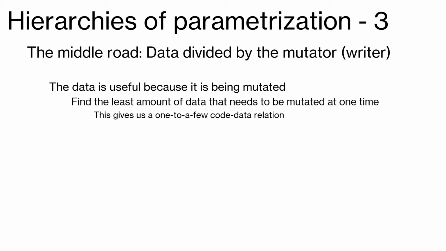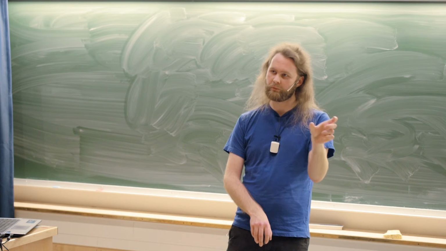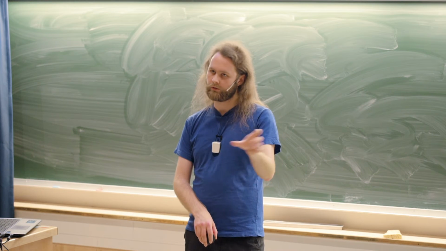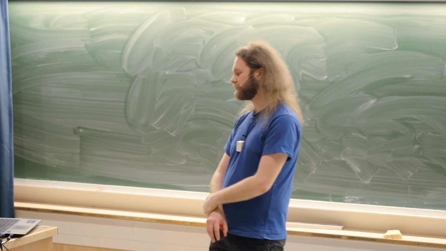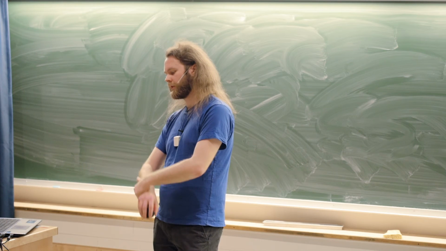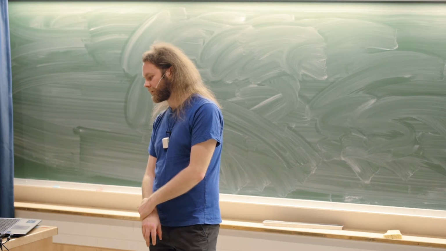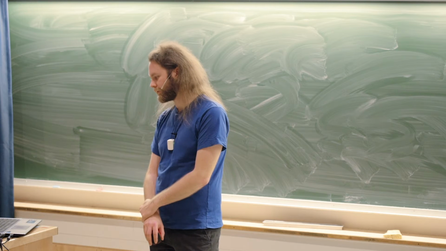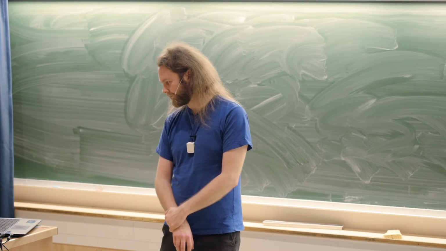So this gives us that a piece of data is only modified by one thing, but that one thing can modify multiple pieces of data. So we don't have the many-to-many relationship. We've collapsed it into a one-to-many relationship, or hopefully just a one-to-a-few if we're optimal about it. So this is better.